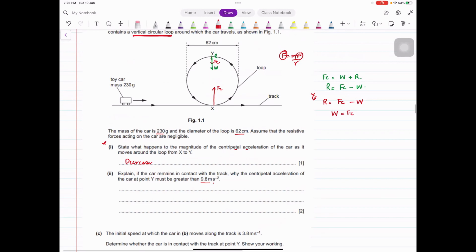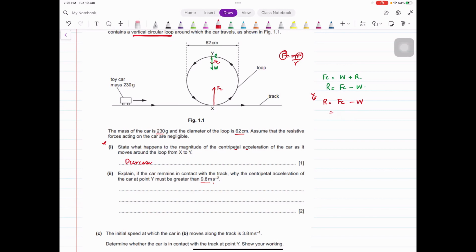Then the people inside the car will feel weightless, because they will feel no reaction. Let's suppose FC is 5 newtons and the weight is also 5 newtons, the reaction will be zero. In order to feel a reaction, if the centripetal force is 6 newtons and the weight is 5 newtons, then there will be 1 newton of reaction.